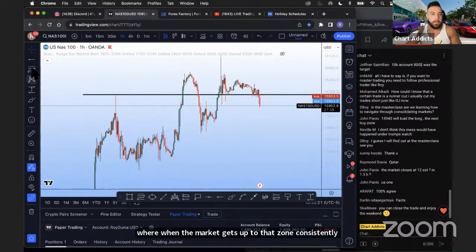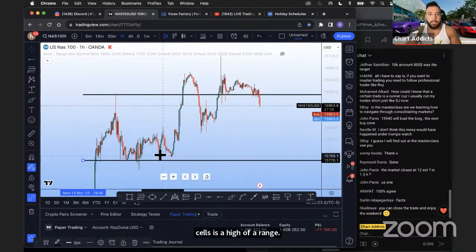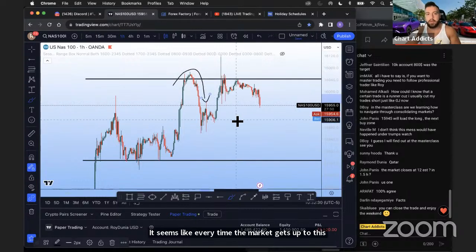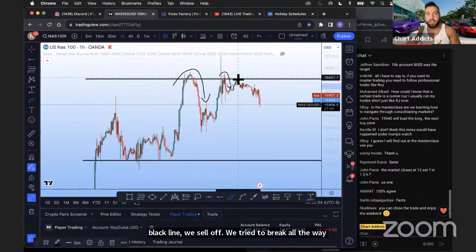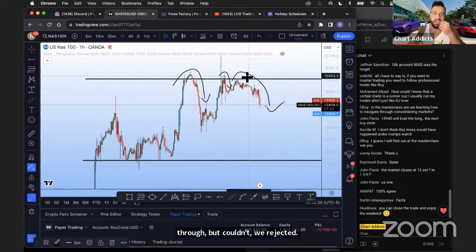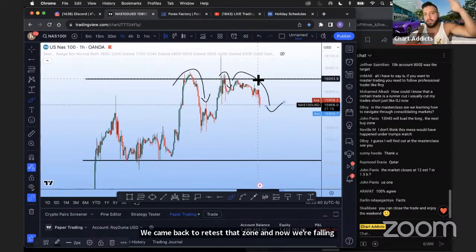Meaning, it seems like every time the market gets up to this black line, we sell off. We tried to break all the way through, but couldn't. We rejected. We came back to retest that zone, and now we're falling off. There's very clearly selling interest at that level. There's very clearly a ceiling there.